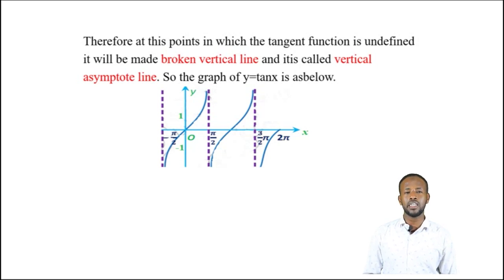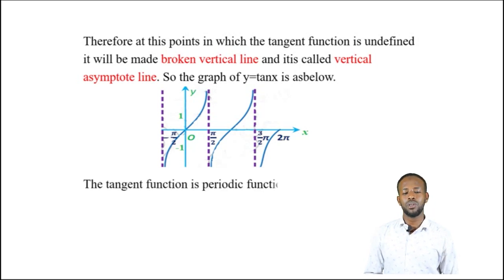Students, by looking at the graph, can you highlight the properties of this function? Can you tell me the period of this function? Can you guess the domain and range of this function? Okay, now let us see this. The tangent function is a periodic function with a period of 180 degrees or pi.